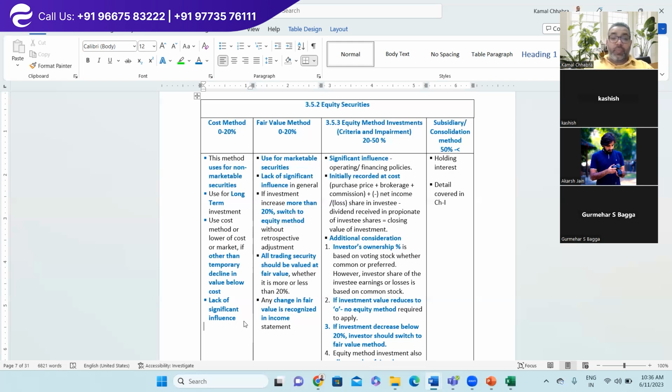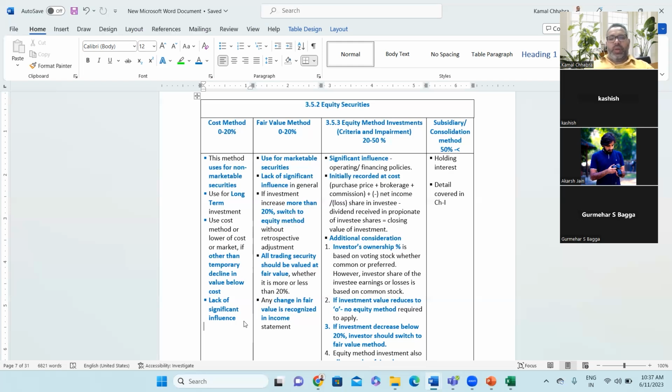If investment increases more than 20%, for example, initially you have invested 5%, then you purchase another 10%, total is 15%, then you purchase another 10%. Now your total investment is 25%, which is more than 20%. Then you need to switch to the equity method of investment. Make sense?